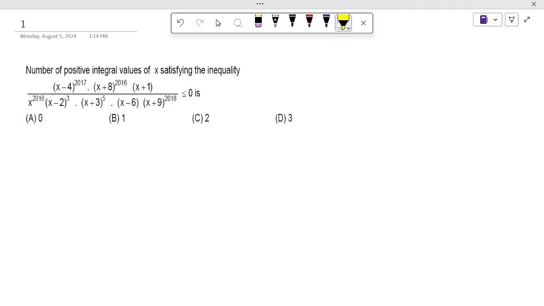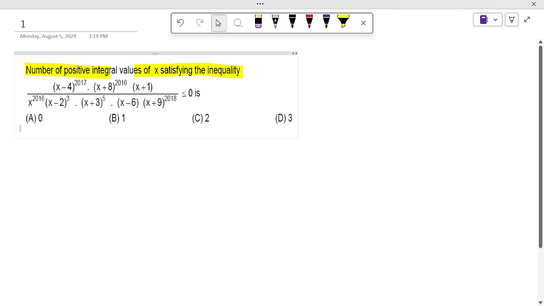The question is asking for the number of positive integral values of x satisfying the inequality. So we need to find the value of x from this inequality, and x should be positive integral values. How many positive integral values will we get from this inequality? This is a question based on inequality. Let's first write down the question.